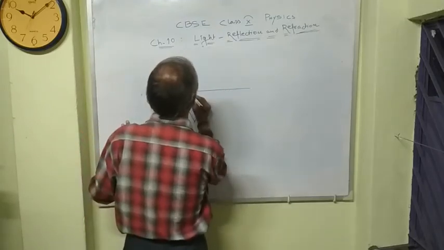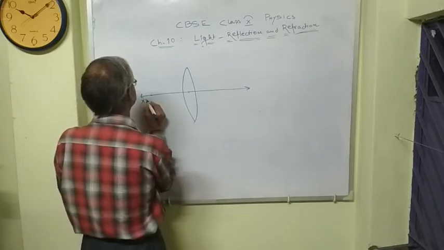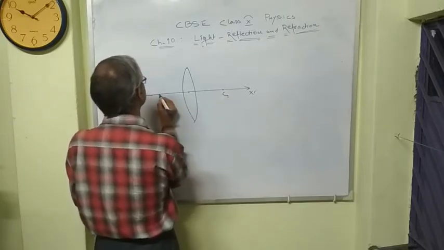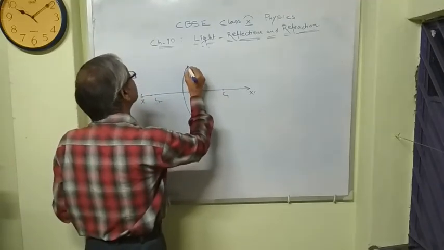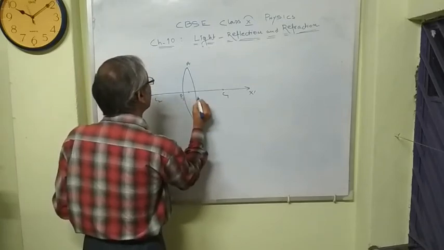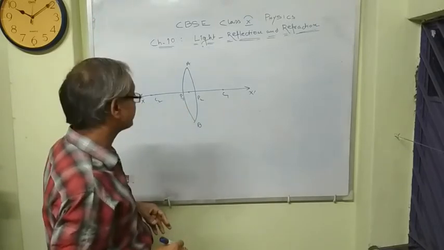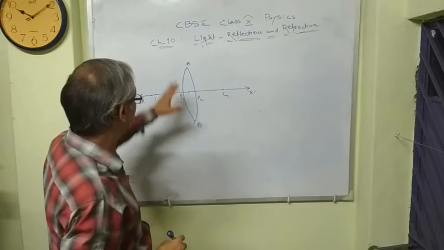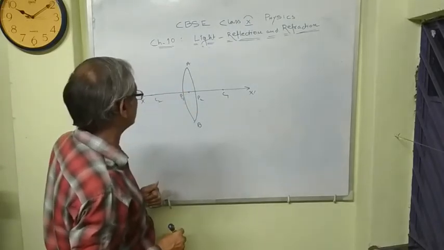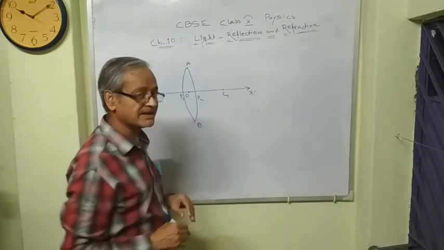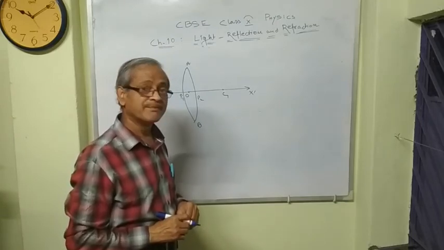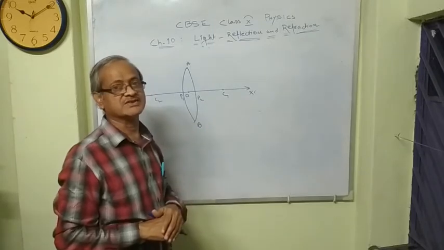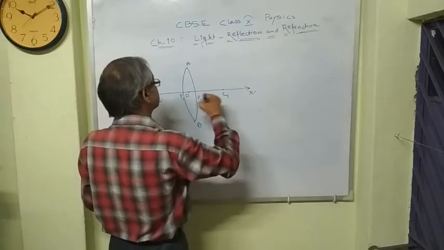This is the principal axis, right? In this case, this is C1 for this surface P1, and this is center of curvature for the surface P2, right? We define the optical center of a lens for a convex lens, for a small aperture, as a point on the principal axis through which if a light ray passes, it emerges out from the lens undeviated, right? That is, in this case, this.